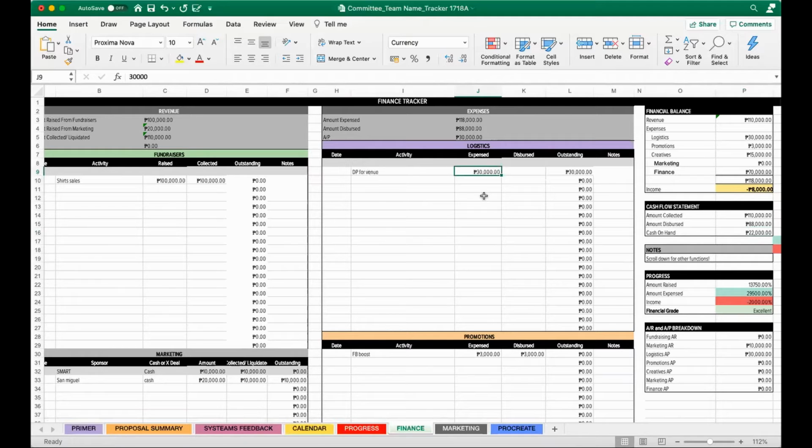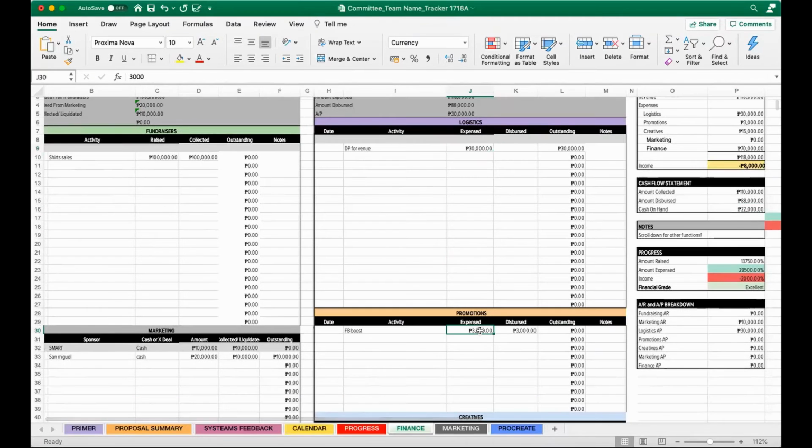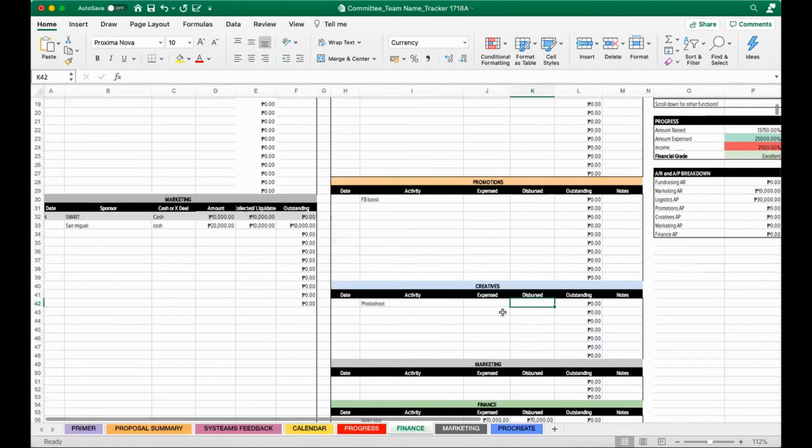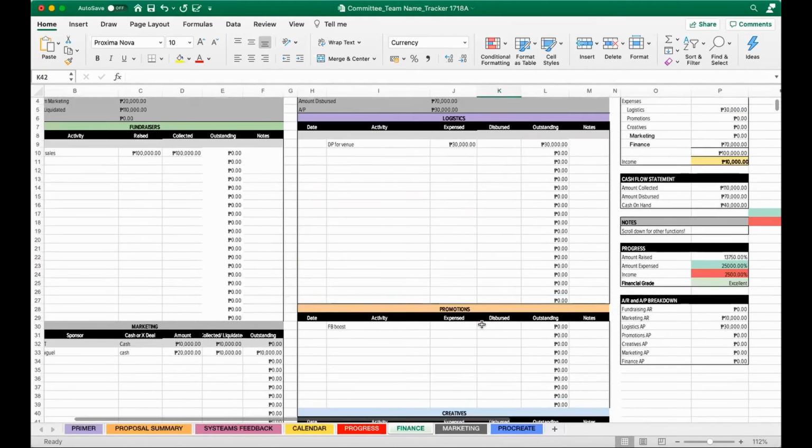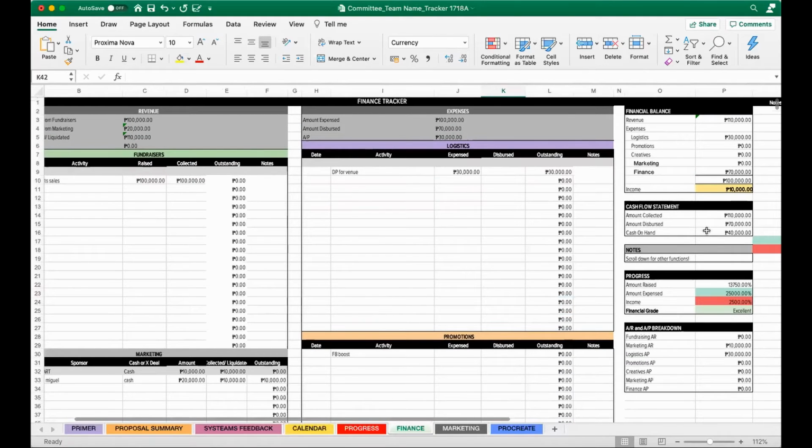Since I accounted for this properly, I'm able to know that I'm running out of cash and I need to beef up my funding efforts if we're going to have to expend more for logistical stuff since we have only paid the down payment for venue. Otherwise, if we didn't account for this properly, let's say we didn't account for our FB boost because we thought, oh, it's just small, we're not gonna know. And we didn't account for the photo shoot yet because wala pa. Then we're gonna think that we only have 48 because of the cash that came in. We might think that we have enough cash to pay for this, but in actuality, we don't if you count the cash on hand.